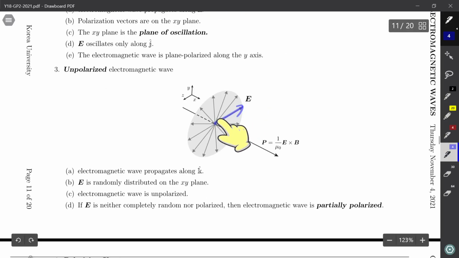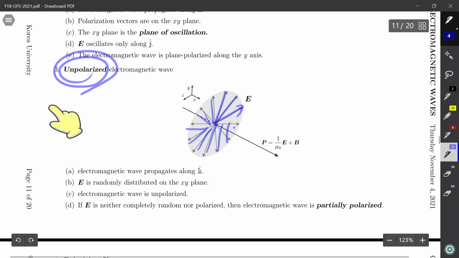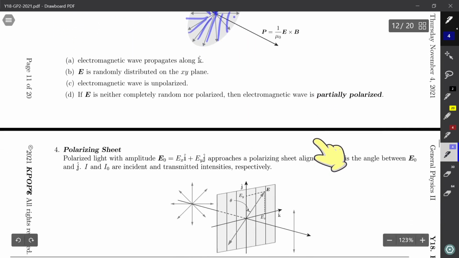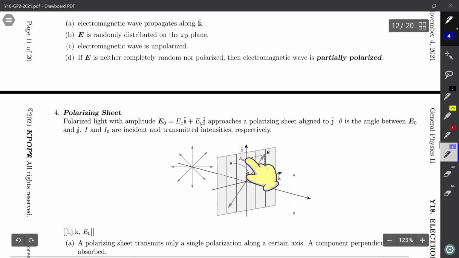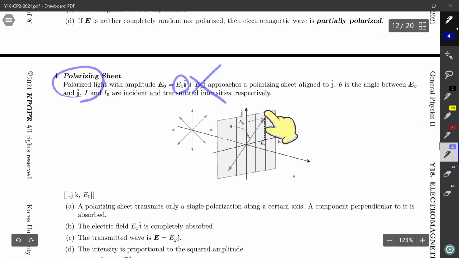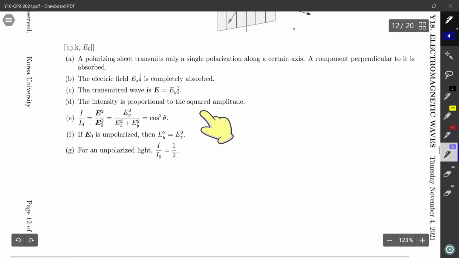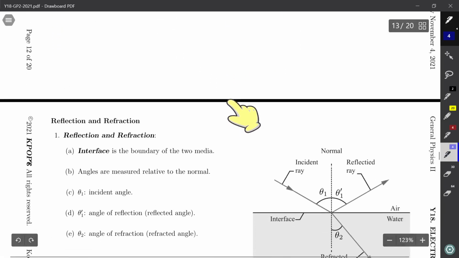When the direction of the E field is randomly distributed, we say it is unpolarized. If a single direction is projected out, and if we remove any direction perpendicular to that one, we say it is polarized. Practical application can be found in this.